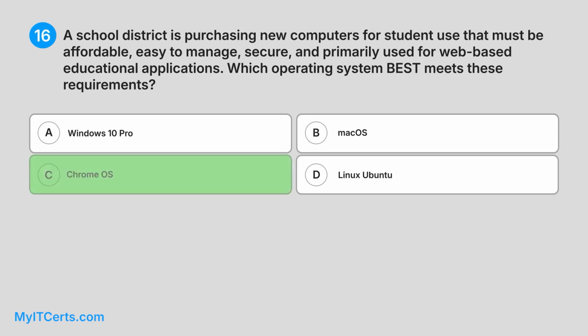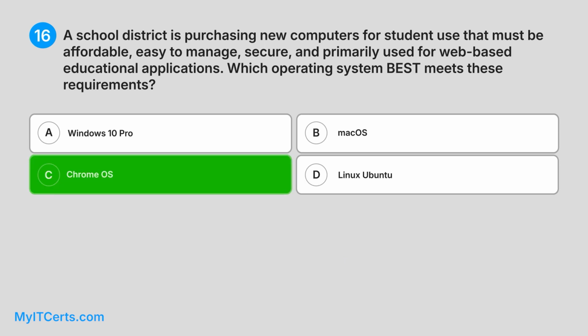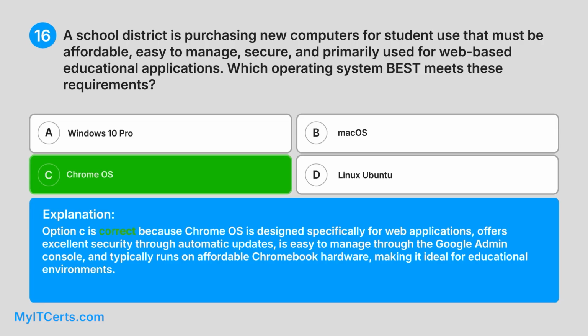Correct answer, C. Chrome OS. Explanation. Option C is correct because Chrome OS is designed specifically for web applications, offers excellent security through automatic updates, is easy to manage through the Google Admin Console, and typically runs on affordable Chromebook hardware, making it ideal for educational environments.